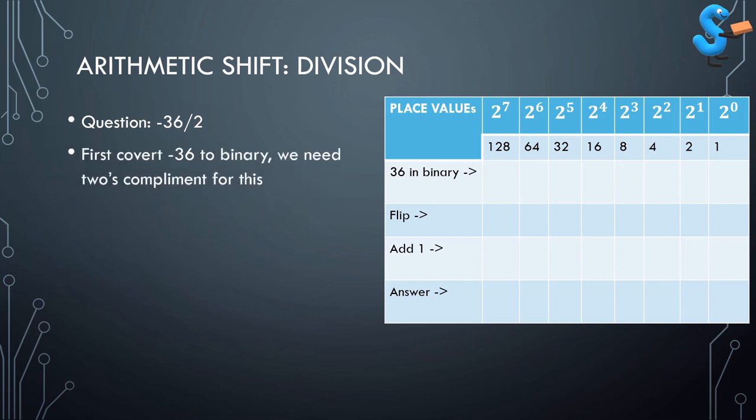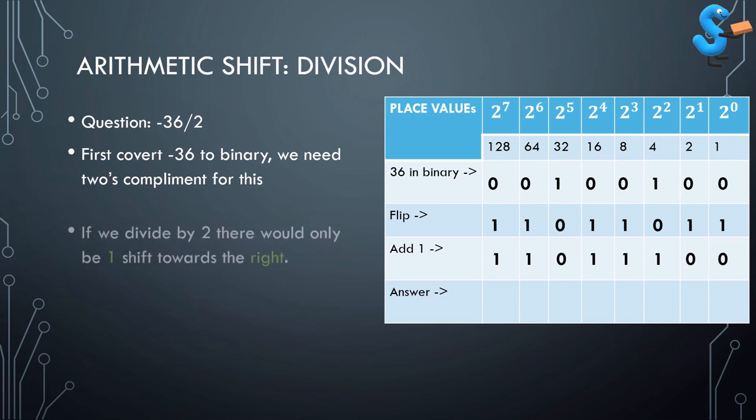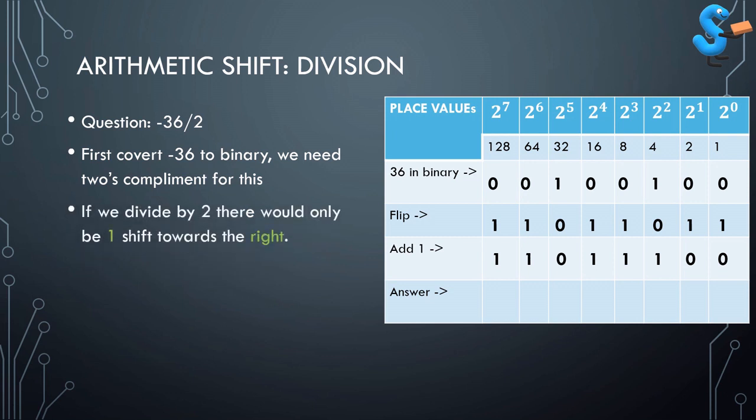First thing you need to do, as always, convert negative 36 to binary, and for this we need 2's complement. So you put 36, flip it, and add 1. This is negative 36 in binary. When we're dividing by 2, there would be only one shift towards the right, and the reason is because our power is 1, and as I said before, your shift is based on your power. So each bit would shift once towards the right.